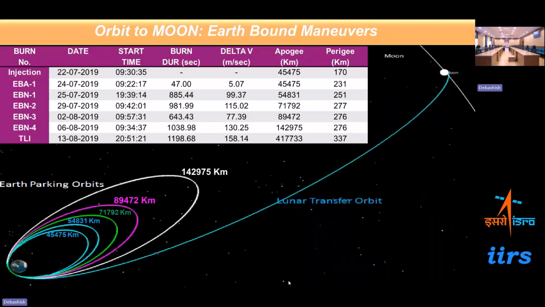Okay, now to take you through the other orbits, for example, if you want to go to the moon. This particular example is the Chandrayaan-2 orbit. When the satellite was injected by the launch vehicle, it was placed in a 170 kilometer perigee and 45,475 kilometer apogee. The perigee, the definition is it is the closest point from the Earth, and the apogee is the farthest point from the Earth.